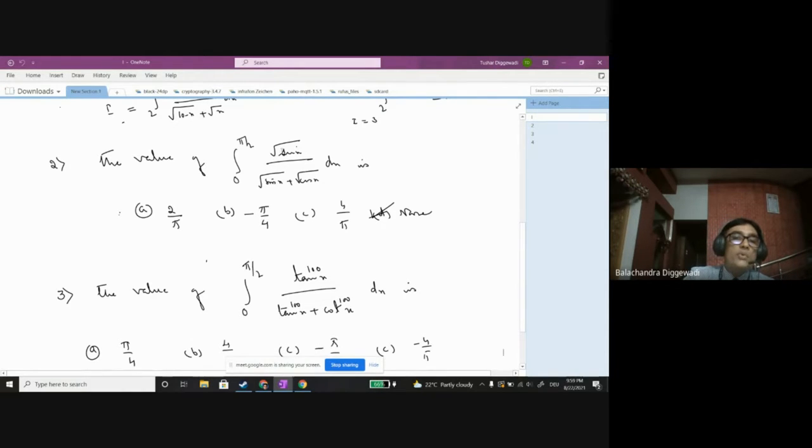Either raised to half, or sine raised to 100, for all terms. Whatever it may be, you will get the answer like this: upper limit minus lower limit, which goes to pi by 2, whole divided by 2, means what?